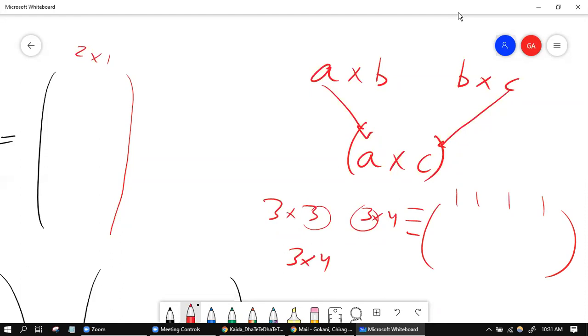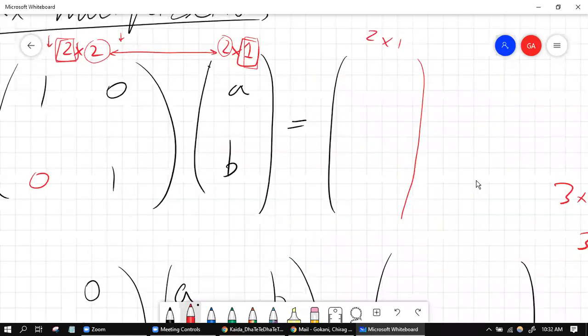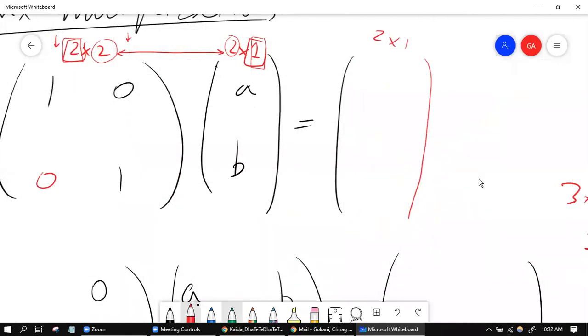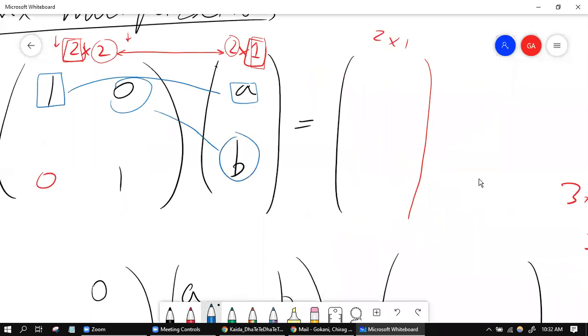So we're just talking about the size of the solution, so to speak, right? The size of the product. Now, how do you actually do it? This is where you need to really focus, because it can be confusing. You take this number, multiply it by this number, and then add that to this number times this number. That gives you this element. So this element of this matrix is going to be 1 times A, plus 0 times B.